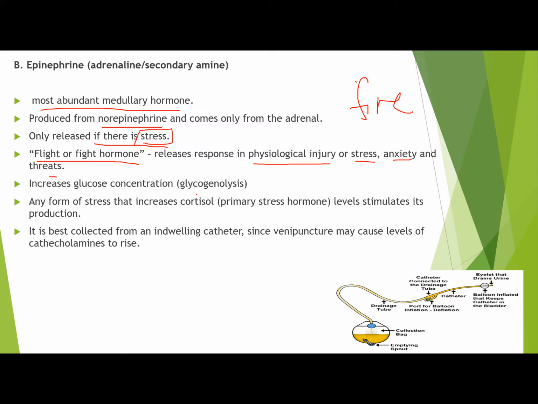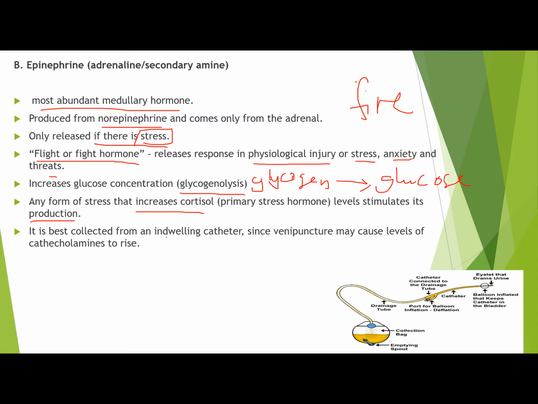Increases glucose concentration via glycogenolysis. So sa glycogenolysis, class, glycogen is broken down. Kaya nga lysis, di ba? Glycogen is broken down to become glucose. Any form of stress that increases cortisol stimulates its production. So kapag under stress ka, di ba nga pag stress ka, mataas din ang cortisol mo. And kapag mataas ang cortisol mo, class, pwede ring tumaas or mag-produce ka ng epinephrine.